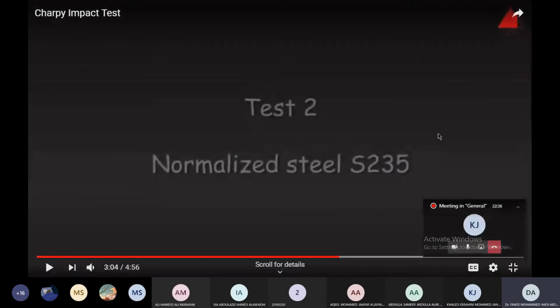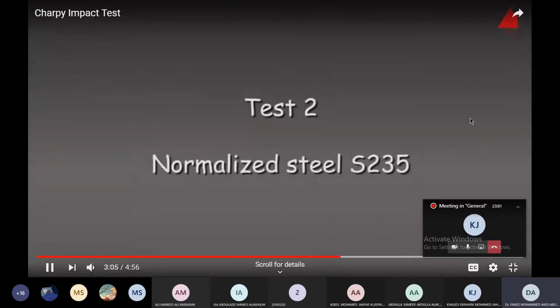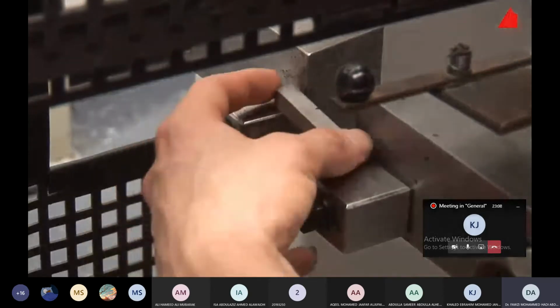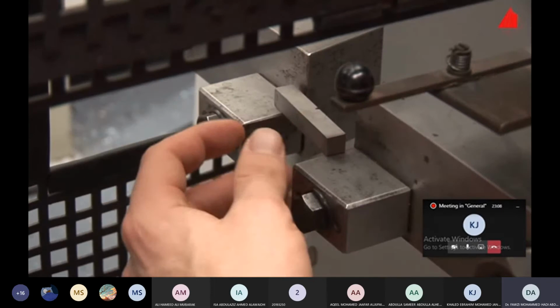And by the way, before we continue, the energy which is absorbed, which you notice was 13 joules, which is little, is absorbed by the material. The more brittle the material, the less energy it absorbs. So we will compare now with a more ductile material, but a strong material, which is the normalized steel. Let's continue. Second test. The second specimen has been made from normalized steel S235. It is also placed on the support and centered.